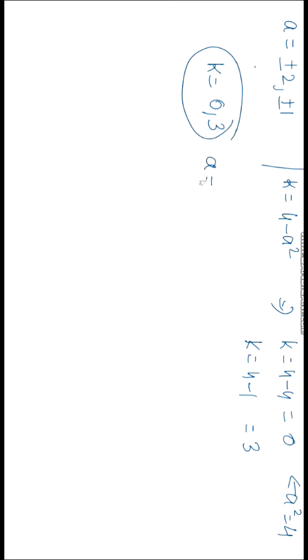And if I put a square value as 1, then k is equal to 4 minus 1, it will be 3. So I have two values of k, that is 0 or 3, and I have four values of a, that is plus minus 2 and plus minus 1.